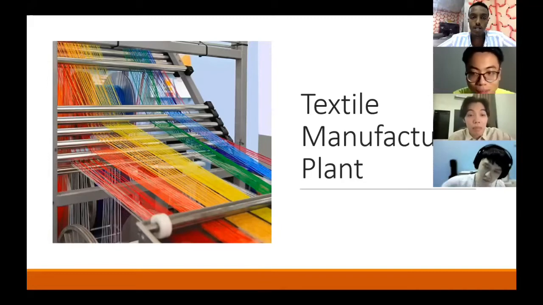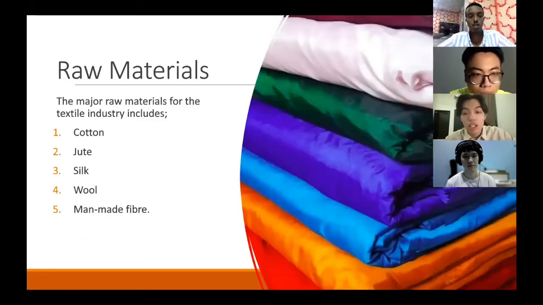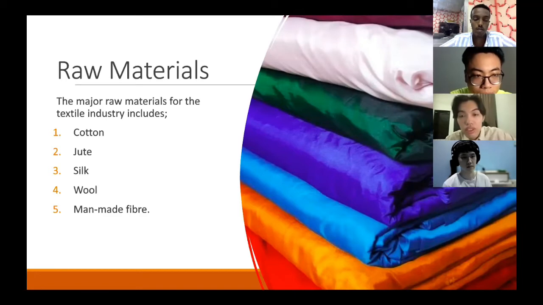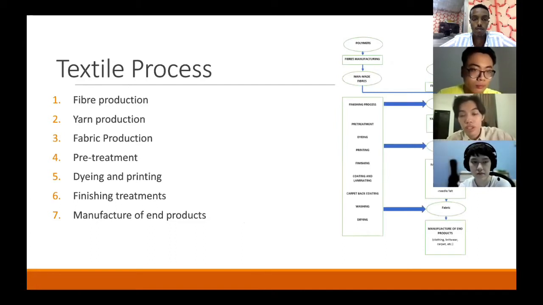Hello, today me and my group mates will be explaining the textile manufacturing plants and the waste treatment process that we designed. Next, the raw materials needed in the textile industries are cotton, jute, silk, wool, and man-made fiber. Next, the textile process has 7 steps, which are fiber production, yarn production, fabric production, pre-treatment, dyeing and printing, finishing treatment, and the manufacture of end products.